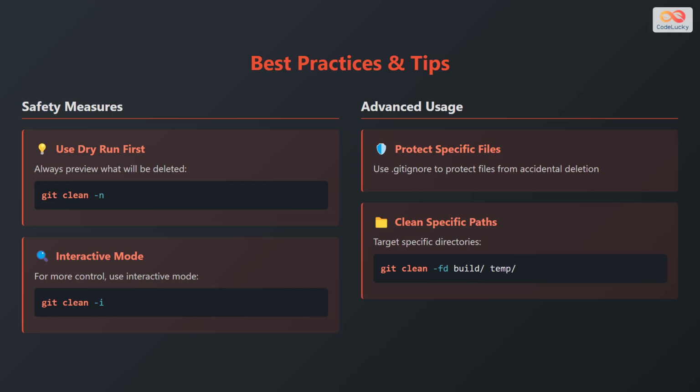Here are some best practices and tips for using Git Clean. Always preview what will be deleted by using the git clean -n command. For more control, use interactive mode by using the git clean -i command. Protect specific files from accidental deletion by using a .gitignore file. You can also target specific directories by using the command git clean -fd, followed by the directory names.